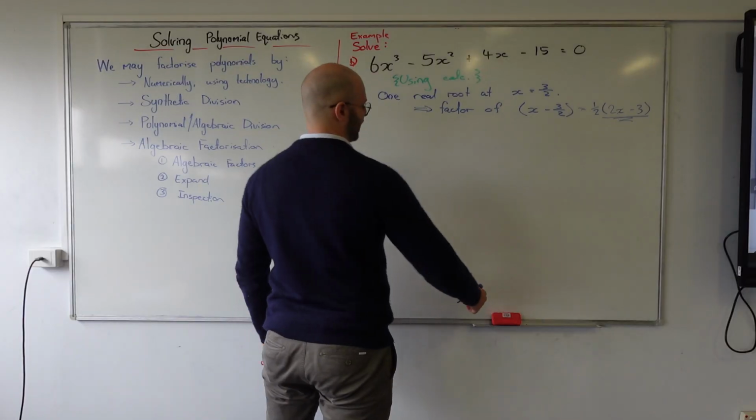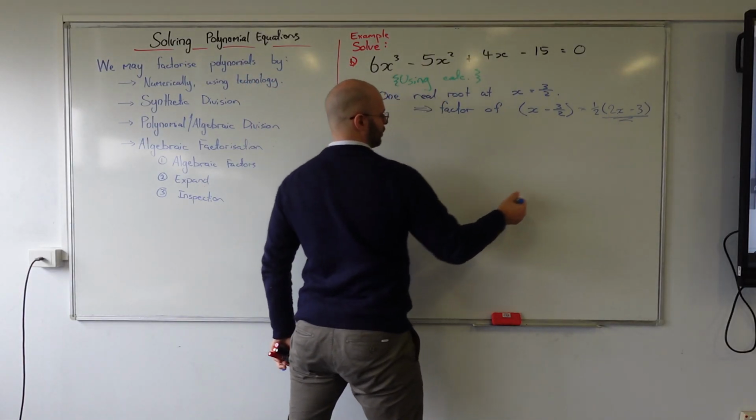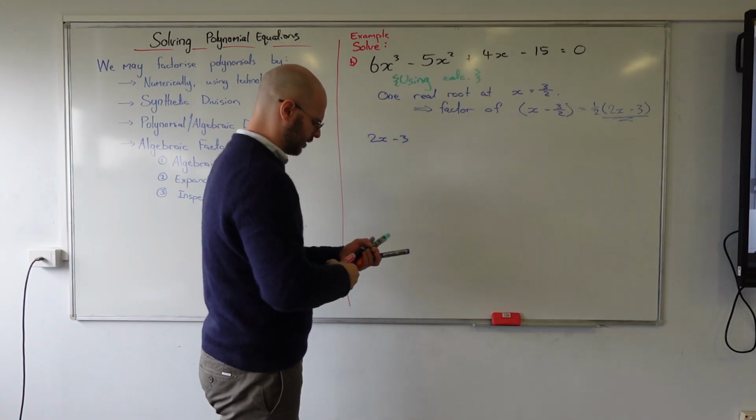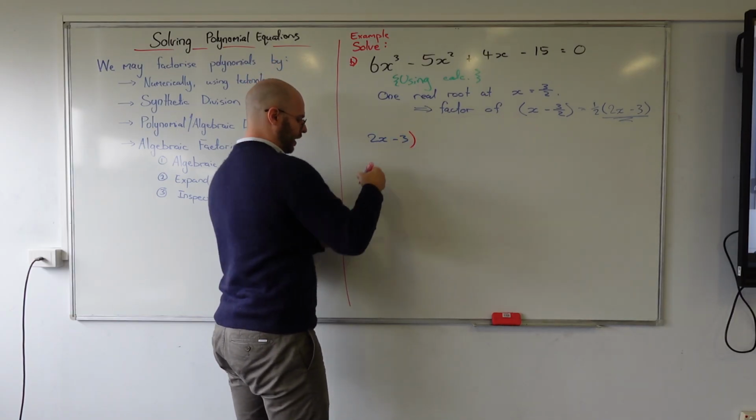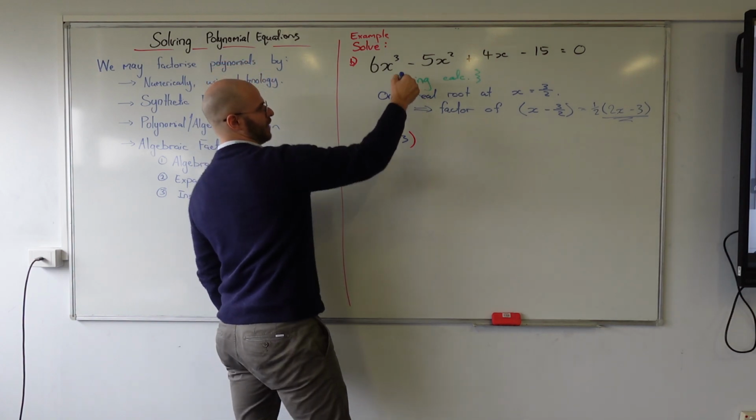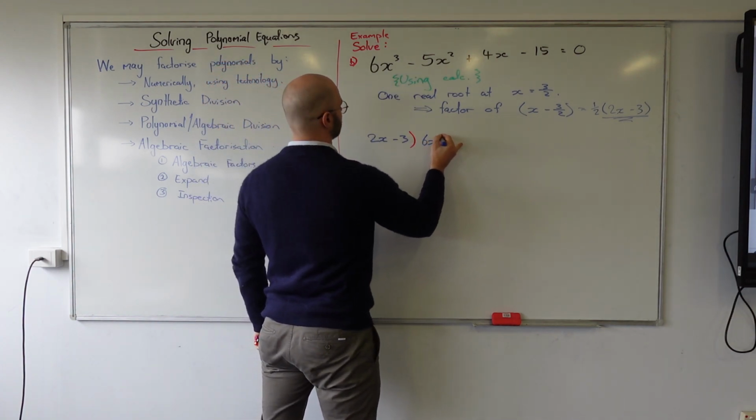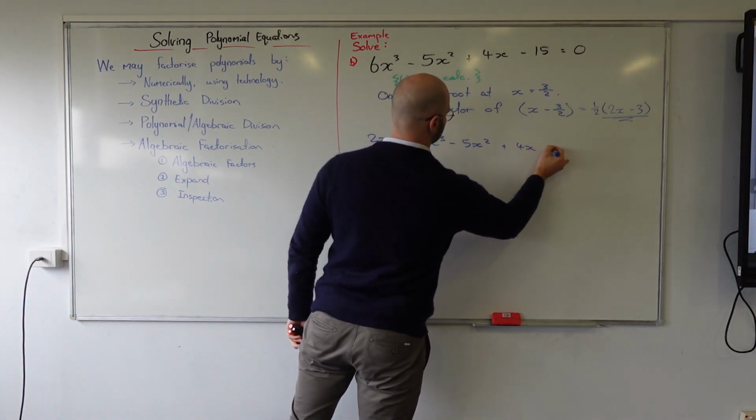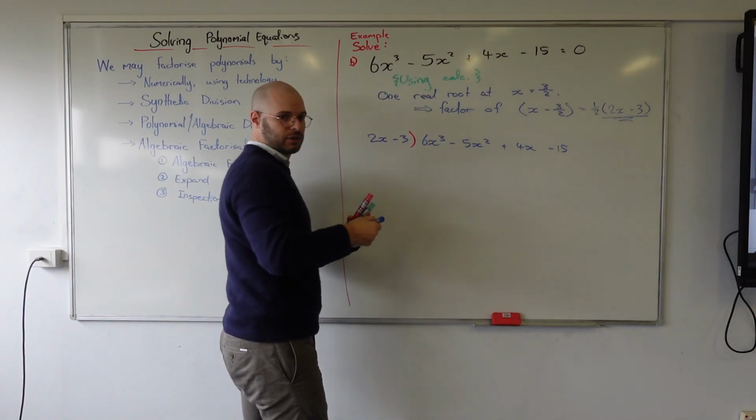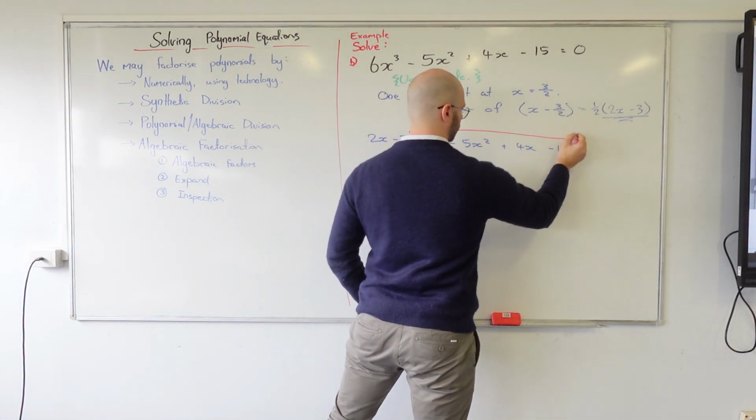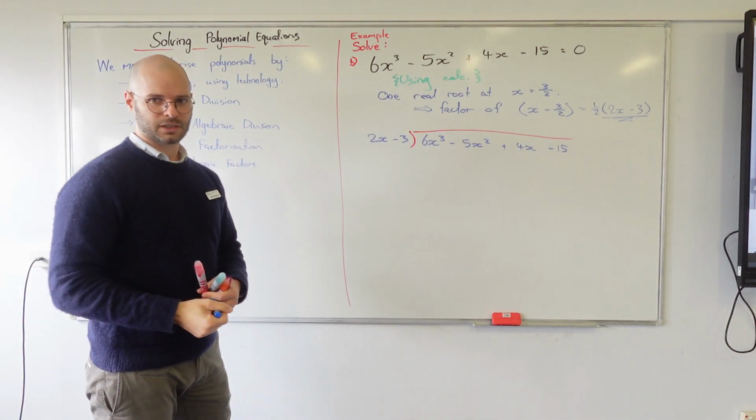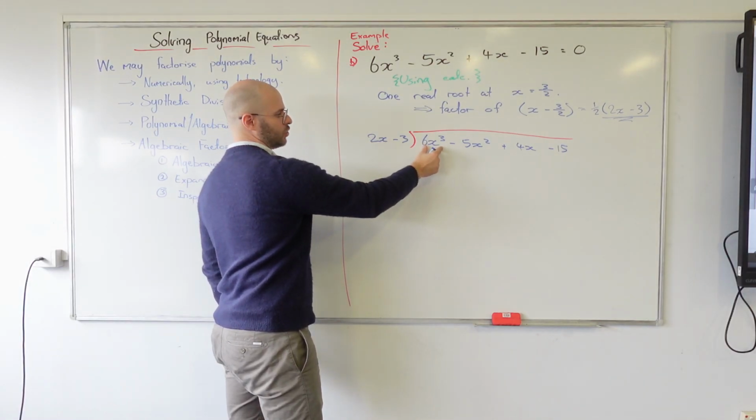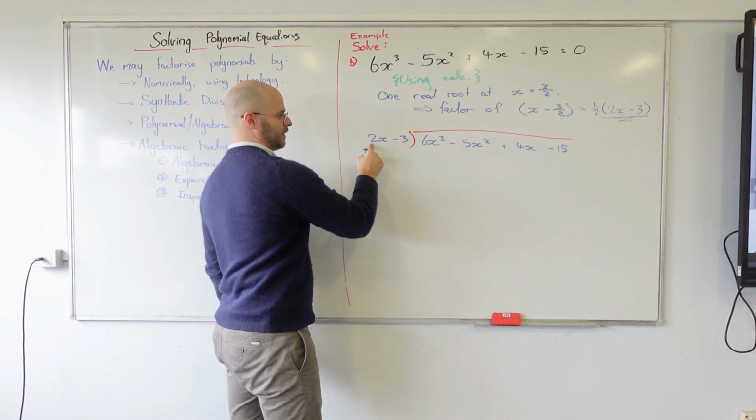So what we're going to do is we set ourselves up. Our factor is going to be this one here. So we're going to go 2x minus 3. This is our divisor. This is our dividend. 6x cubed minus 5x squared plus 4x minus 15. Do we all remember how to do algebraic division, or polynomial division? Kind of. What do we need to multiply 2x by to turn it into 6x cubed? 3.